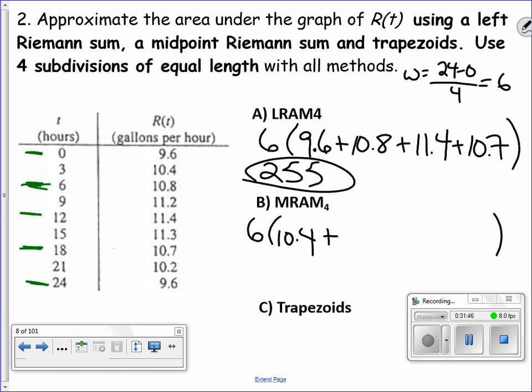How about the height of our second rectangle if we're using the y of the midpoint? 11.2. And the third one, 11.3. And then 10.2. All right. When you do this, this one had a decimal, right? What did this turn out to be? 258.6.